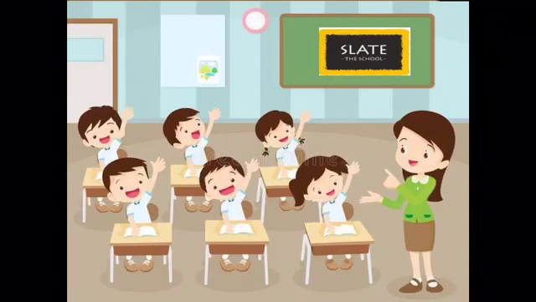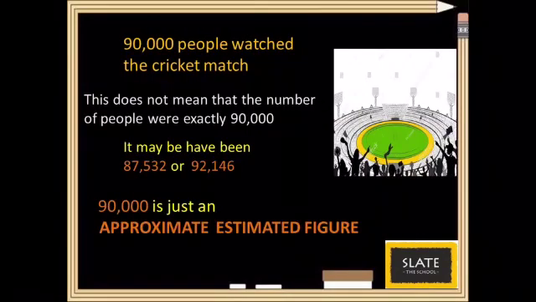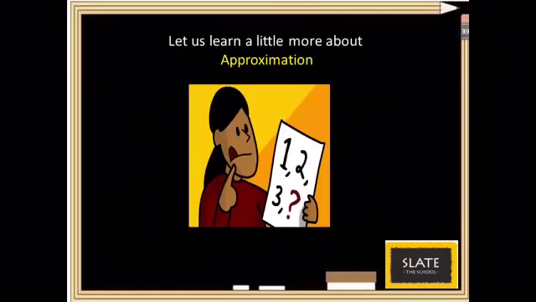Slaters, you may have seen or heard announcements on TV or headlines in newspapers saying that around 90,000 people watched the cricket match today at Kolkata. This does not mean that the number of people was exactly 90,000. It may have been 87,532 or 92,146. Therefore, 90,000 is an approximate estimated figure. Let us learn a little more about approximation.